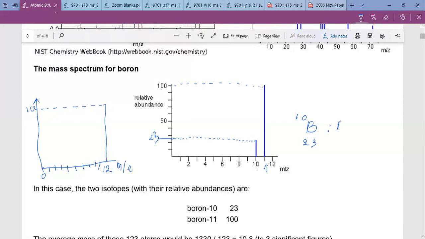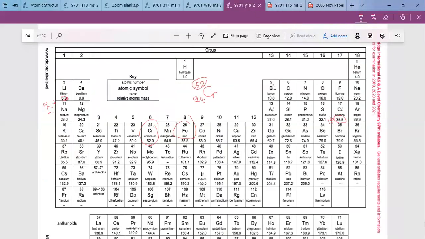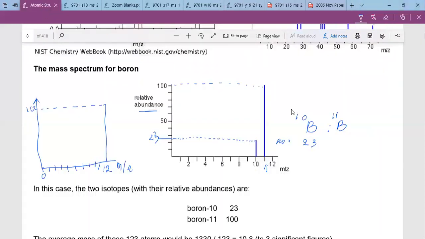And for boron, it's got abundance, how abundant is it? There's 23. And for boron 11, the mass is 11. Why mass? Because that's the total number of protons and neutrons, the nucleon number. Now if you want to know about boron, the atomic number is 5. I know it's 5 because I put it there, but it doesn't concern us because 5 is not seen in the mass spectrometer.